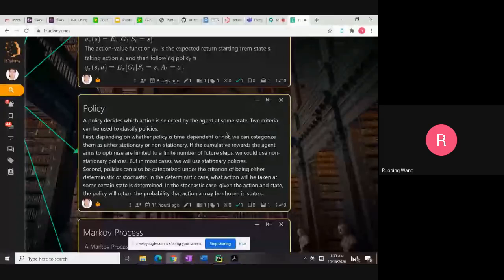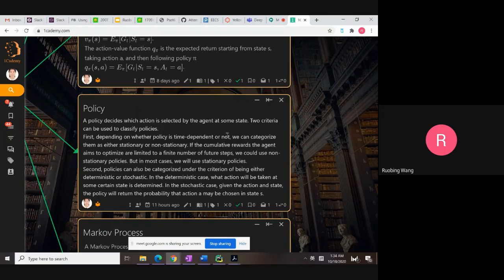Yeah, so last week I briefly talked about reinforcement learning, but I missed an important concept about it, that's the policy. So I will briefly talk about it today. A policy decides which action is selected by the agent at a given state, and two criteria can be used to classify policies. First, depending on whether the policy is time-dependent or not, we can categorize them as either stationary or non-stationary. Stationary means that it is time-independent, and non-stationary means that it depends on the time.